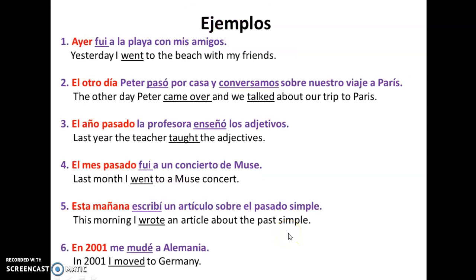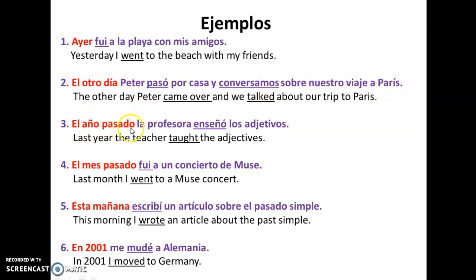And I have some examples here. We can see the reference when we know that we need to use the preterite. For example, here we have ayer, yesterday. Ayer fui a la playa con mis amigos. The reference here is that it happened already. It was yesterday. El otro día, the other day. El otro día, Peter pasó por casa y conversamos sobre nuestro viaje a París.